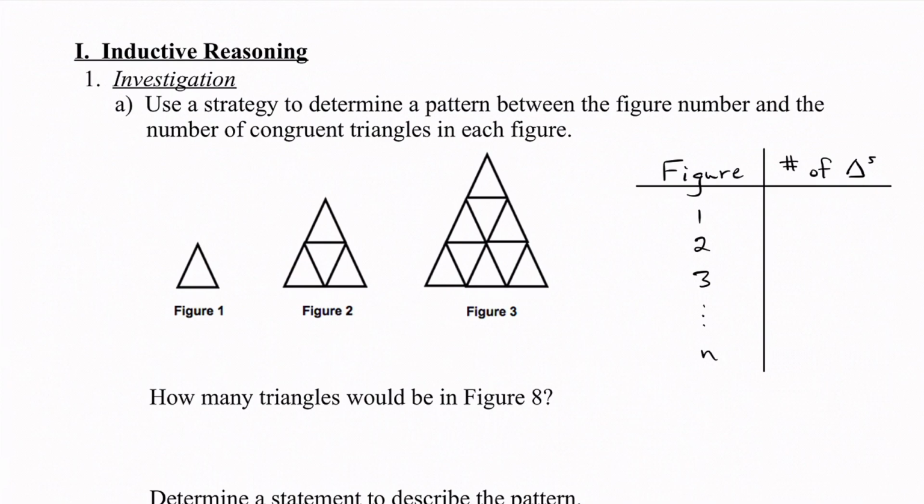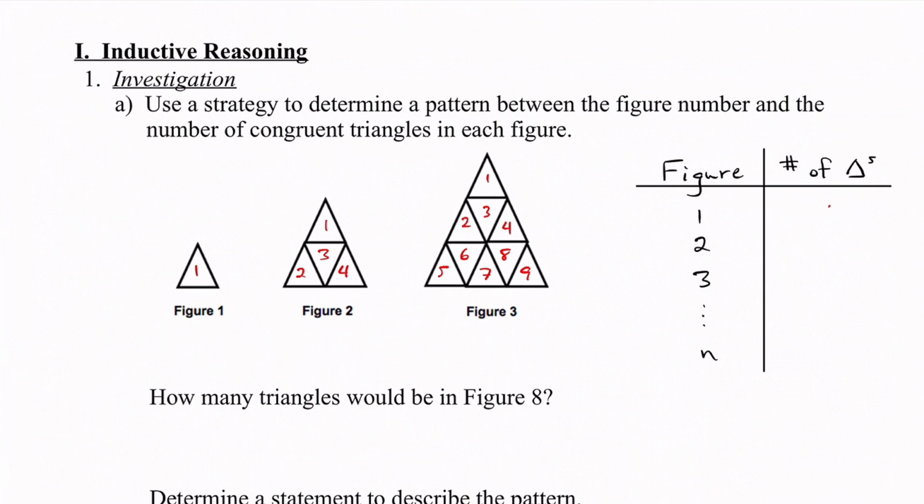So first thing we're going to have to do is know how many triangles are in each. So we're going to count them up. First one's got 1. Second one has 1, 2, 3, 4. The figure 3 has 1, 2, 3, 4, 5, 6, 7, 8, 9. Okay, and then I'm just going to write those over here.